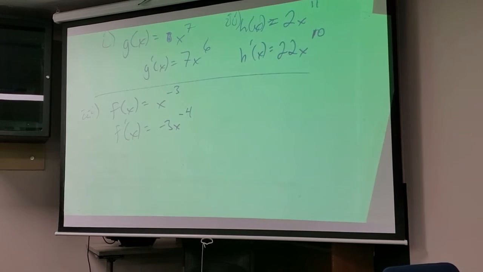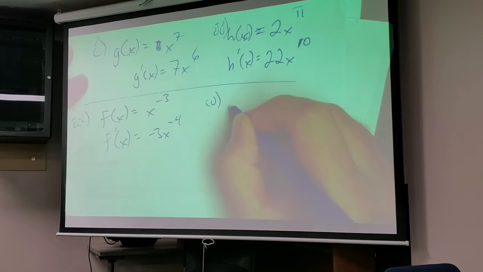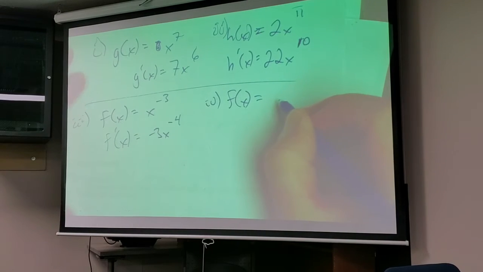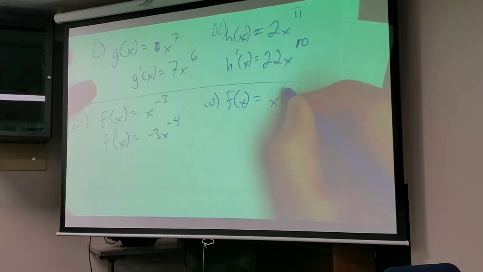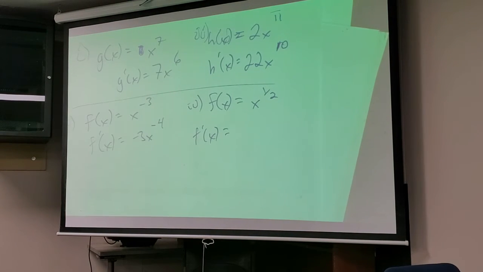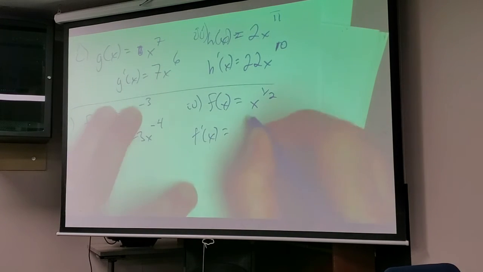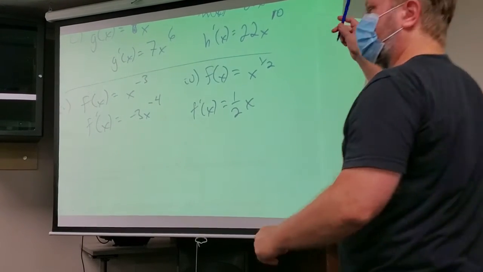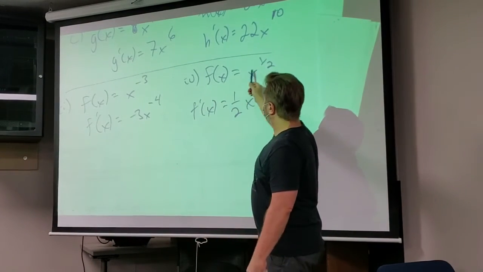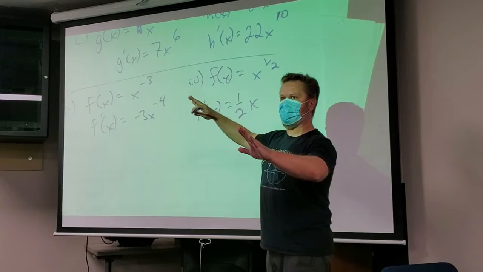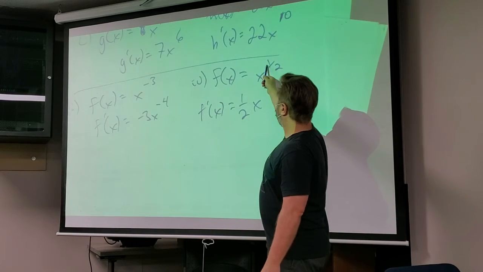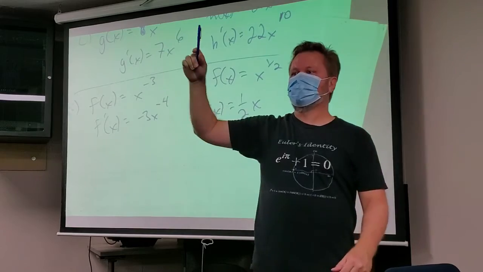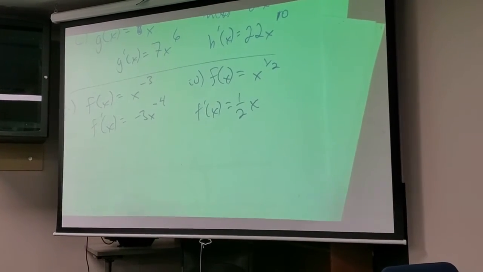I like it. And then what about this? This should feel like we can't do this yet, but actually this rule applies here also. The 1 half comes down. X to the, good, and watch this. This is going to be so cool. When you're taking derivatives of fractional exponent things, that comes down, what's 1 minus 2? Negative 1.